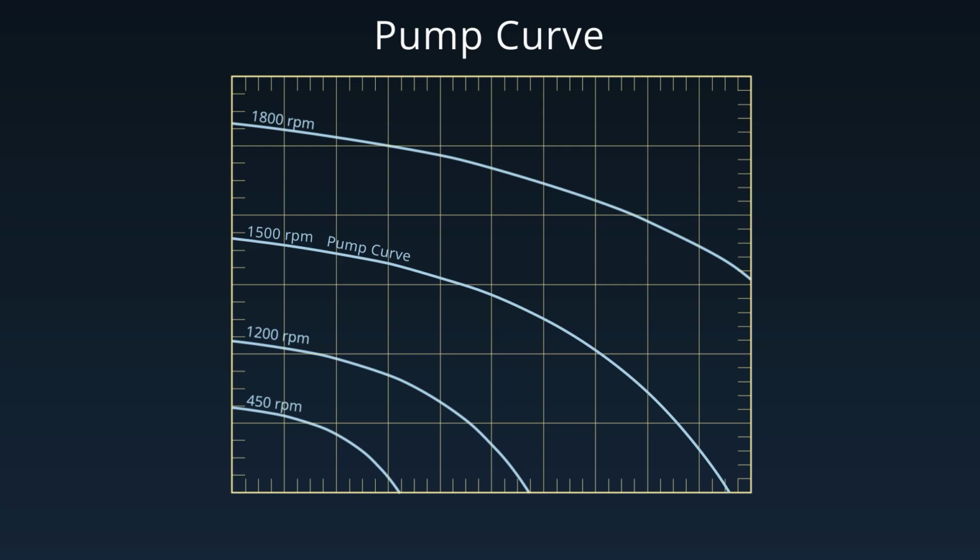A pump curve shows how flow changes with head or pressure. The horizontal axis is flow, usually in gallons per minute or liters per second. The vertical axis is head, typically in feet or meters of water column. Each curve represents the pump's performance at a specific speed. As the speed increases, the pump curve shifts upward.